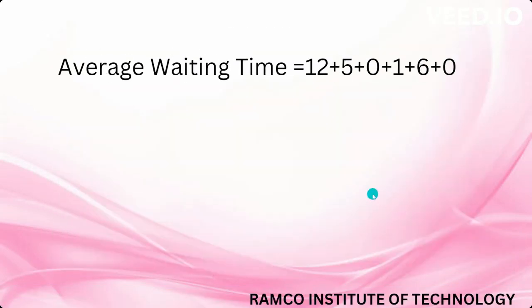Next is the average waiting time of the given example. The average waiting time is 4, which is the total waiting time of all the processes divided by the number of processes. So this is all about the shortest remaining time first scheduling algorithm.